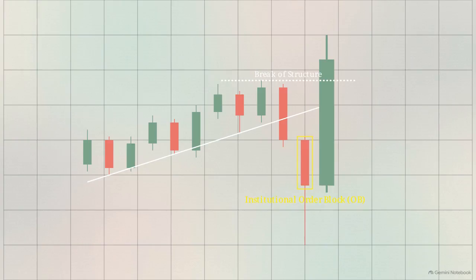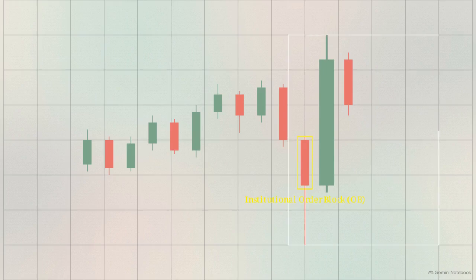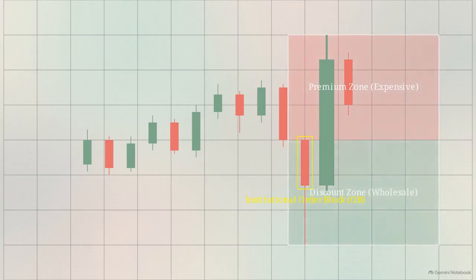The specific candle responsible for that liquidity sweep is called an order block. After capturing the retail stop losses, the price forcefully pushes upward from this block and breaks the market structure. A valid order block marks the exact footprint on the chart where large players absorbed retail liquidity to fund their expansion.